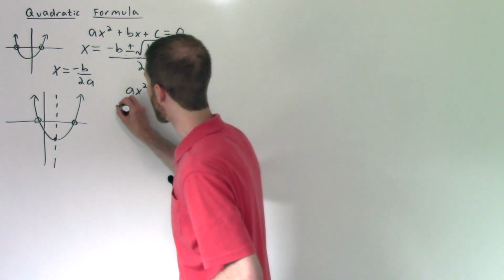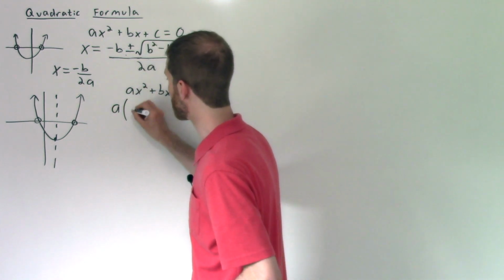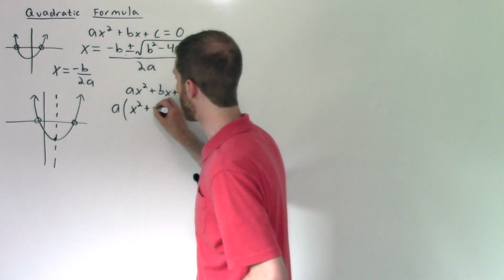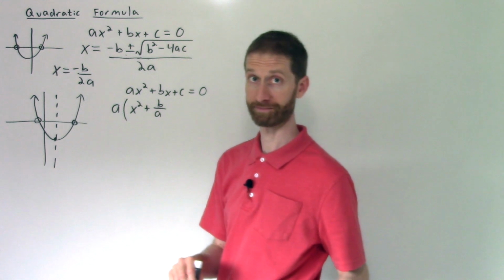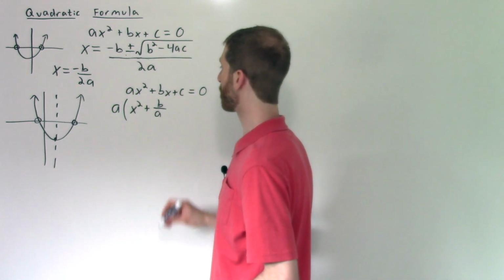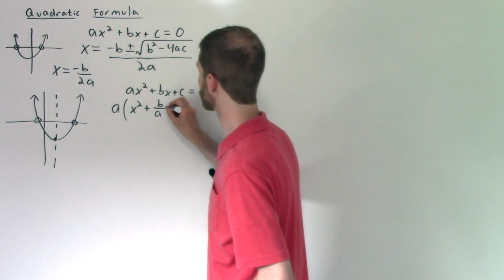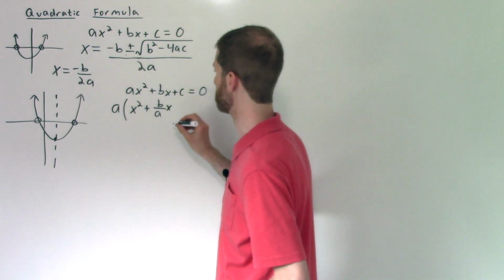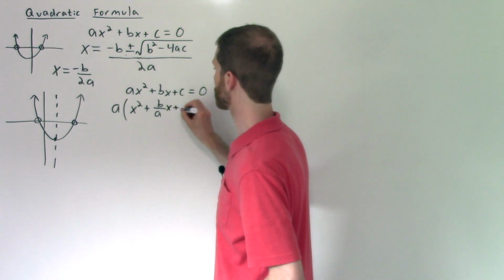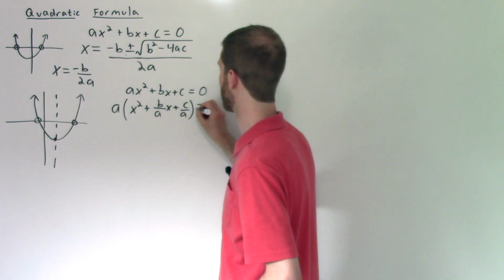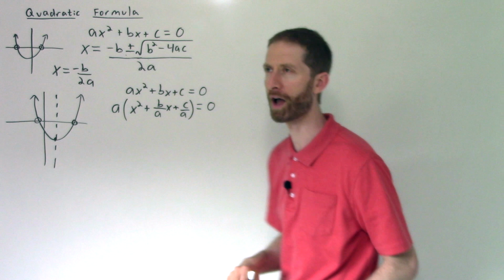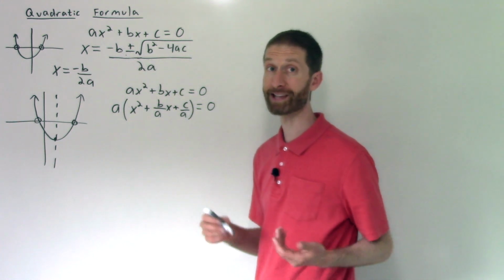So I'm going to factor out an a term, and that's going to leave me with x squared plus b over a, like that, right? So we've got plus b over a, x, and then we've got, well, plus c over a. And that's a little bit weird, I know. That's equal to 0. And you might be like, why would you do that? Well, first things first, a is some constant.